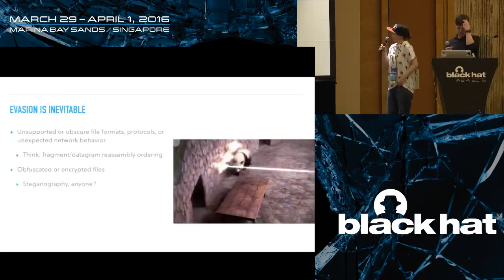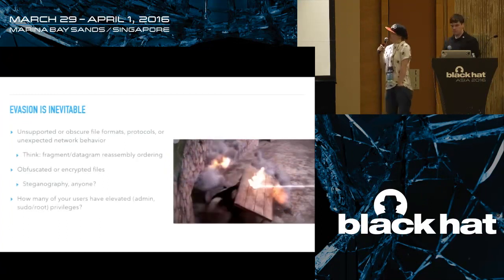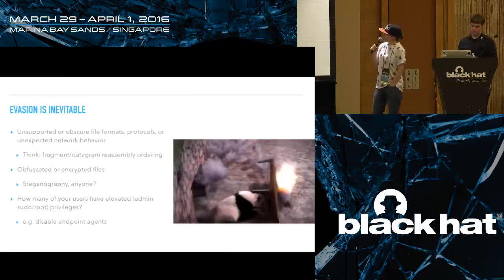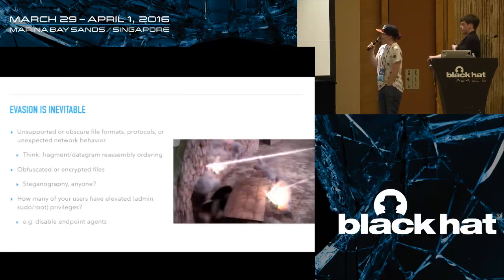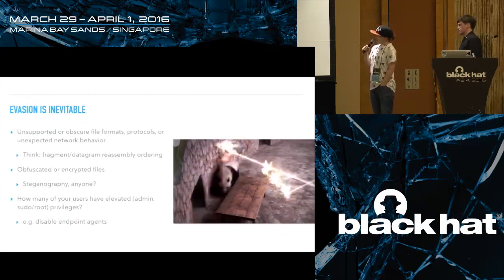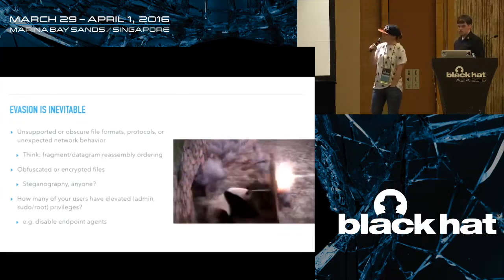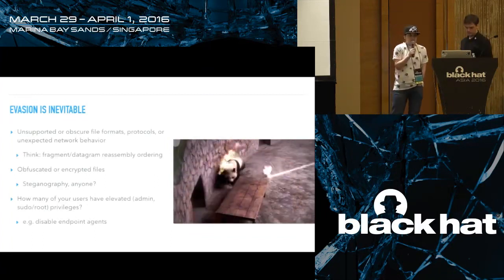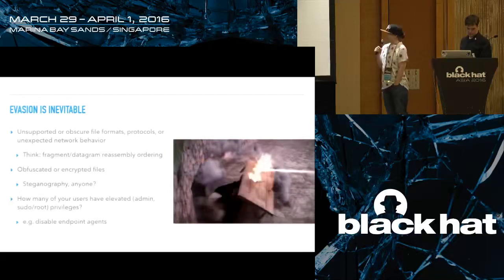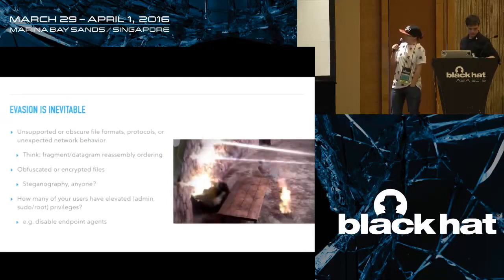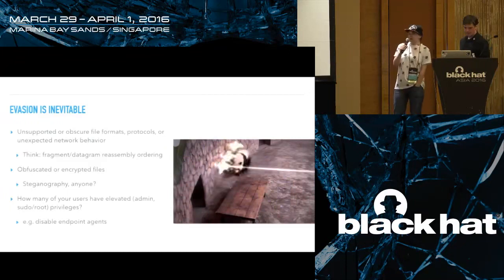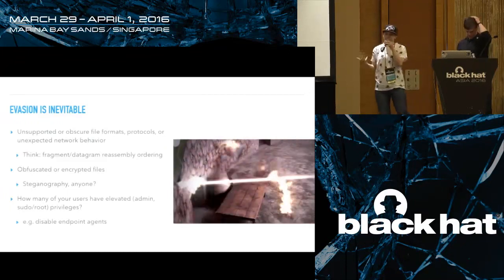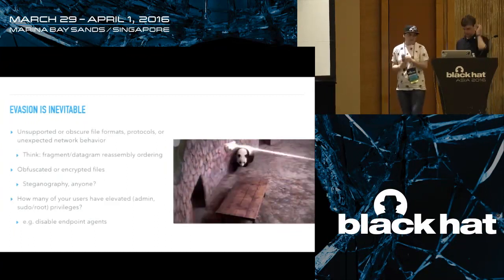reorder your network traffic. Obfuscated, encrypted files. Steganography sounds silly, but I've been able to sneak sensitive data out of my lab network by putting it in pictures of cats using steganography. And then also just think about what privileges your users have. How many of them could just go and disable their endpoint agent? If somebody's really determined to get the stuff out of your network, DLP should really be thought of as keeping honest people honest.